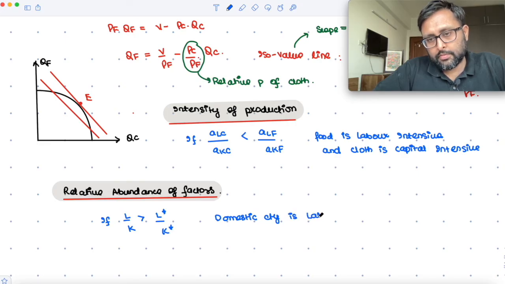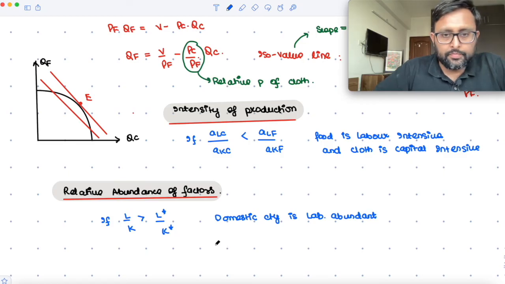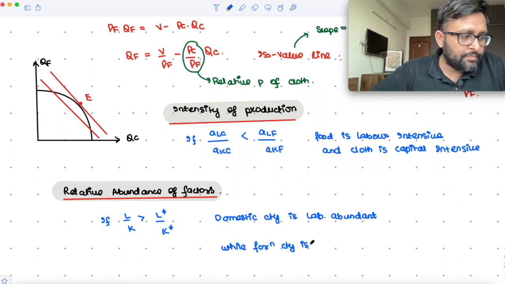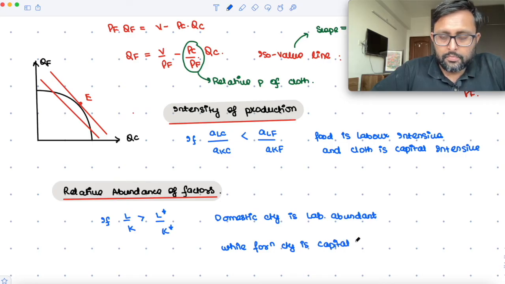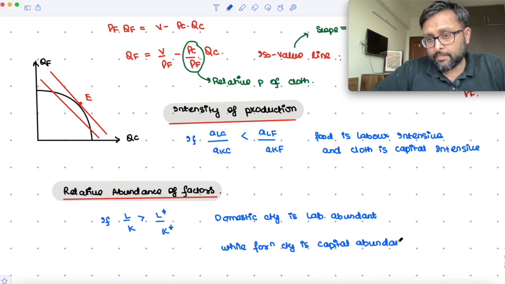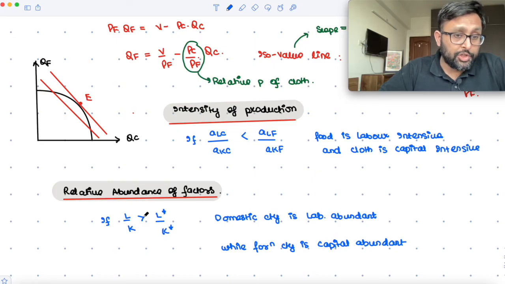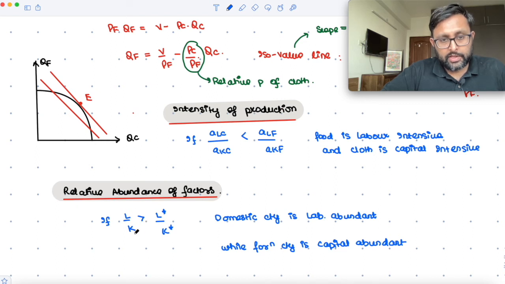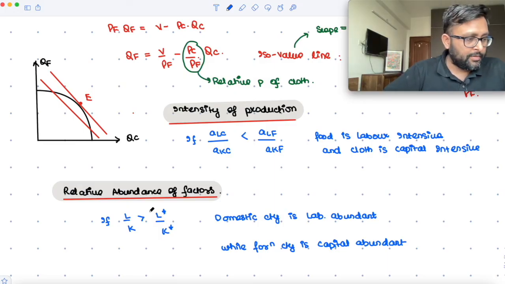So the domestic country is labor abundant, while the foreign country is capital abundant. But we are not talking about the absolute values. We're talking about this ratio. The absolute values of L and K can be lower also. But we're talking about this ratio, that relative to capital, there is more labor. So this one is labor abundant. And this ratio is more as compared to the ratio in your country, so I'll be termed labor abundant, and you will be termed capital abundant, right?